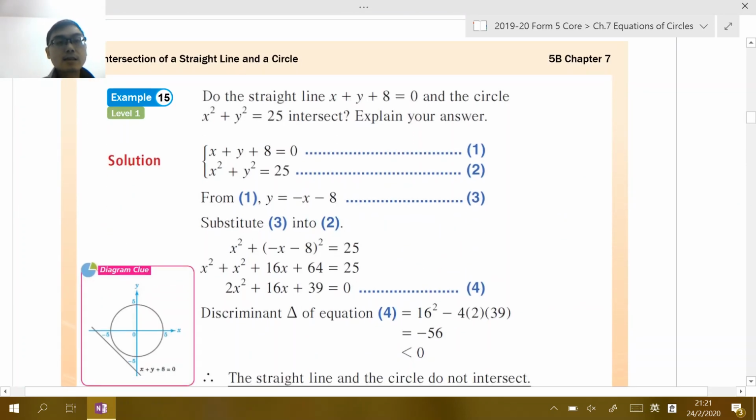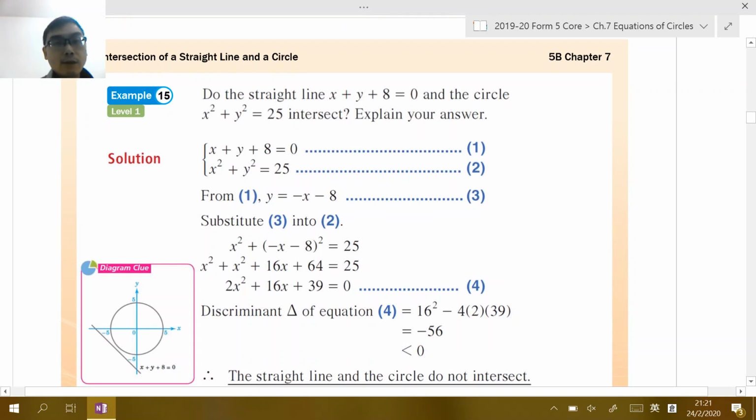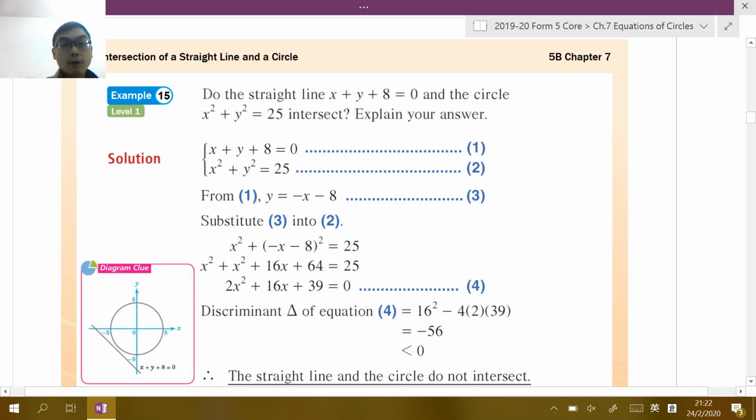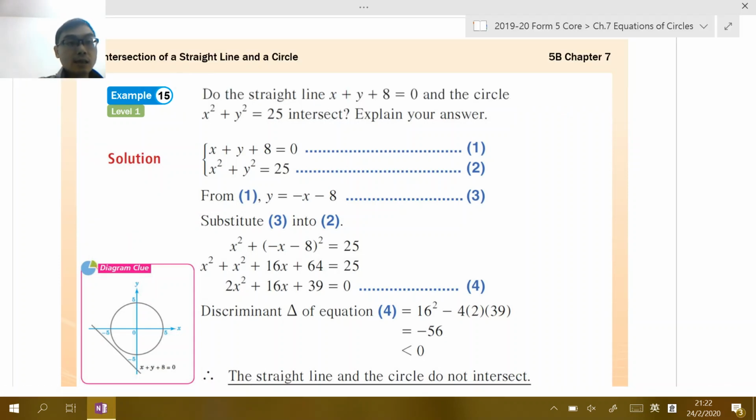Now we go to see some examples talking about points of intersection, besides using the discriminant. Example 15 brings you a straight line and a circle equation, and we ask whether they intersect. In order to check, it's very easy. Just substitute the line into the circle, and then simplify until you have only one variable, no matter x or y. In your example, you can see that it makes y the subject and then eliminates y after you substitute. But actually, you may also write x as the subject here. For example, we say x equals negative y minus x.